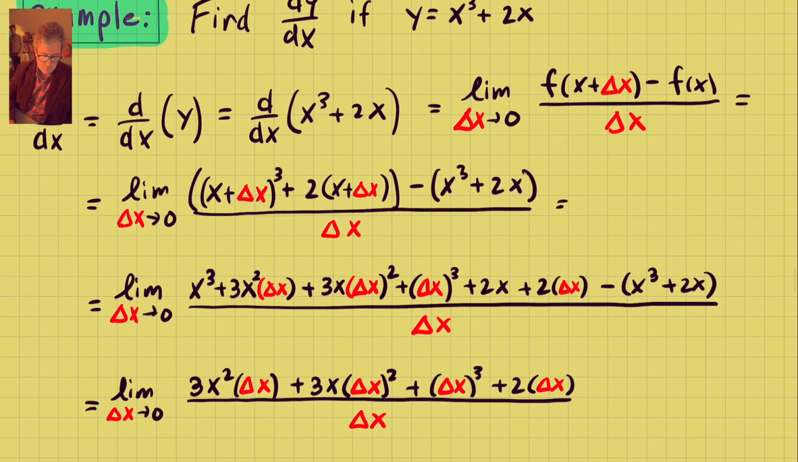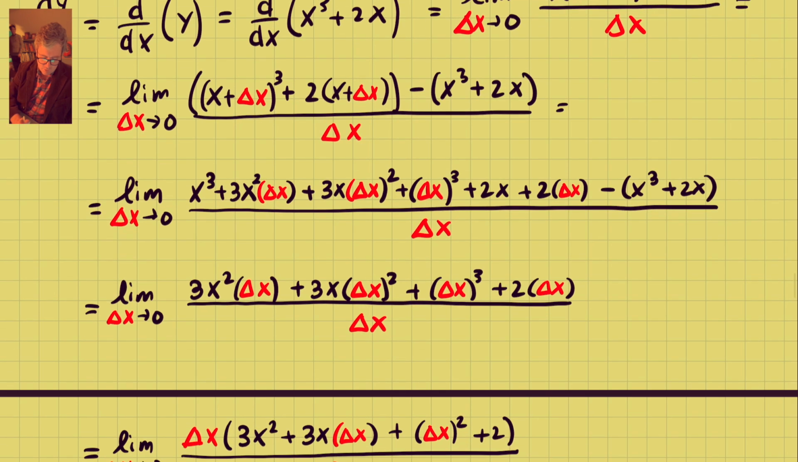Now, this one is kind of a beast because there's a cubed term, so we have to expand it to get the simplification done. But we can do that. You get x cubed plus 3x squared delta x plus 3x delta x squared plus delta x cubed plus 2x plus 2 delta x. That's just this part. Over here, it's going to be minus x cubed plus 2x. Then we can simplify further. A lot of this will cancel: the x cubed, for example, and the 2x's cancel, and other things as well.